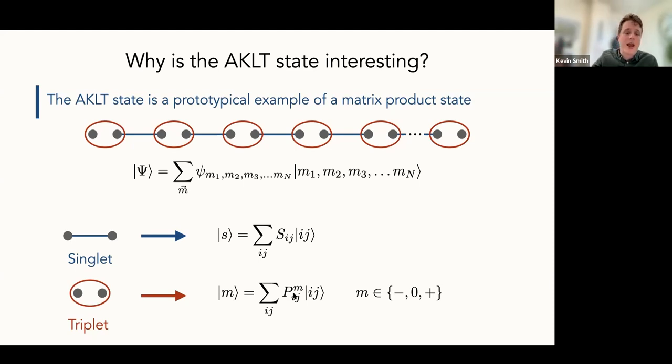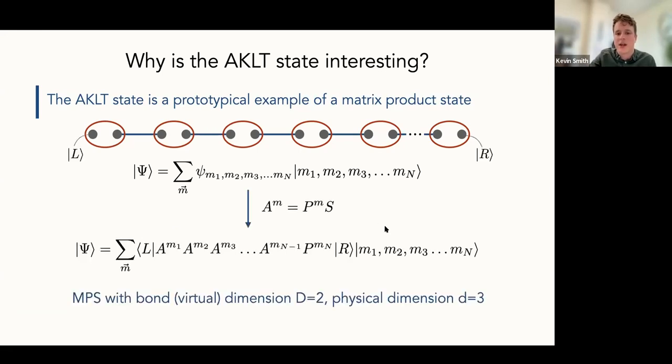So now returning to the AKLT state, we can notice that it has this structure of alternation between triplet, singlet, and so on and so forth. And so taking advantage of that, you can show that this rank n tensor for the AKLT state can be reparameterized in terms of these little 2x2 matrices.